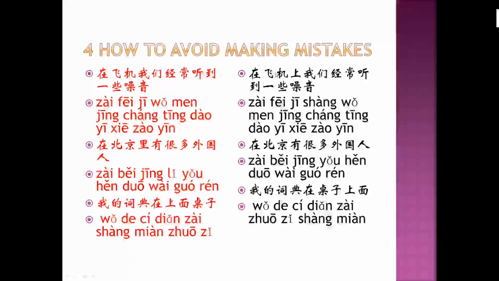Okay, how to avoid making mistakes? The sentences on the left are both incorrect. So let's look at the sentences on the right. The first one, normally we can hear some noise on a plane. And how to say this in Chinese? 在飞机上我们经常听到一些噪音.